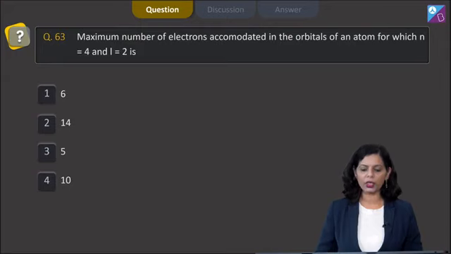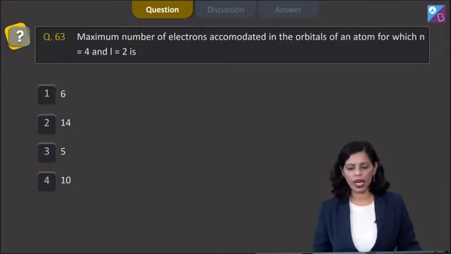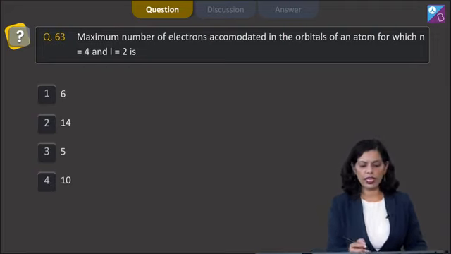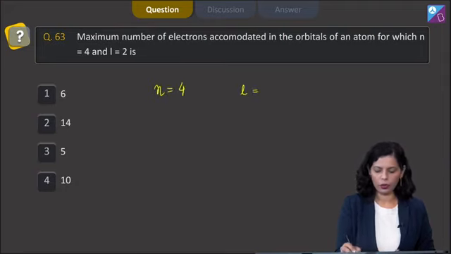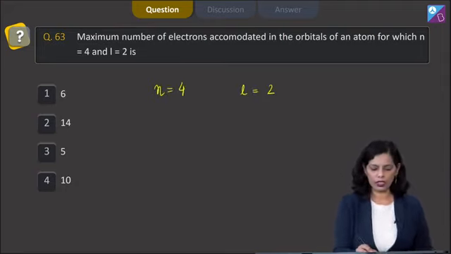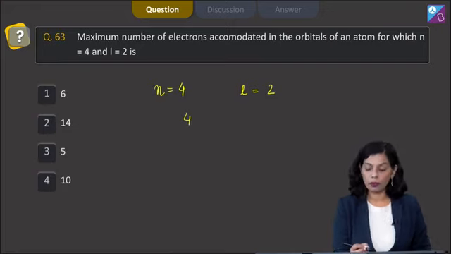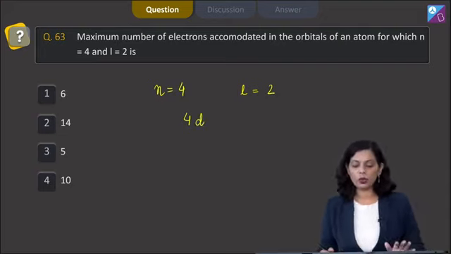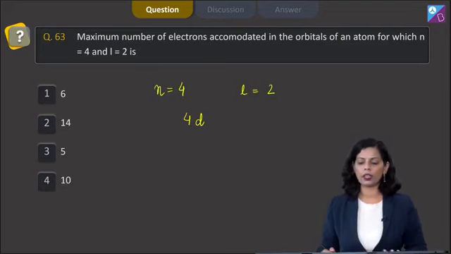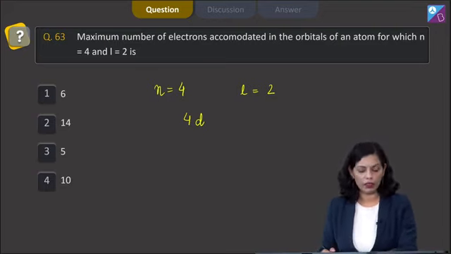Maximum number of electrons accommodated in the orbitals of an atom for which n is 4 and l is 2. So in this case, we have two values given here. One is 4 for n value and l value is 2. So which orbital is it? It is 4 because the principal quantum number is 4 and azimuthal quantum number is 2. So this 2 is associated with d orbital. You're getting it right, 4d. And now they are asking the total number of electrons for an atom for which these values are given.